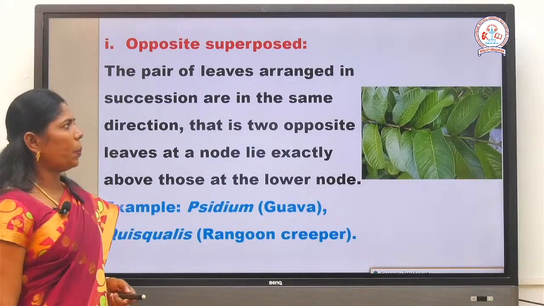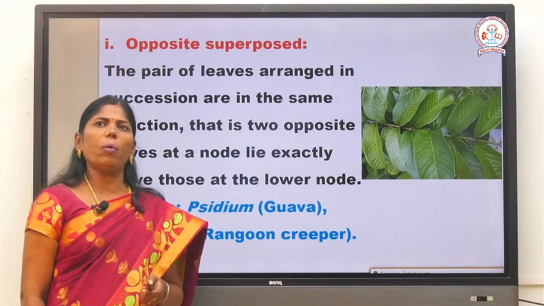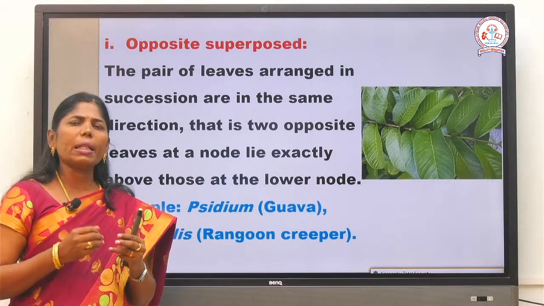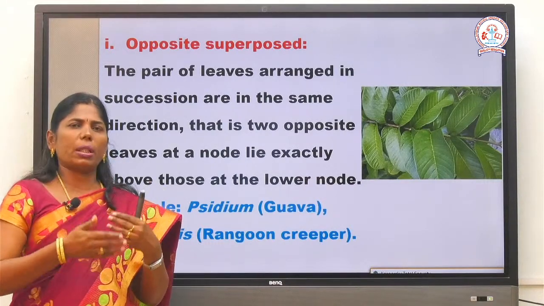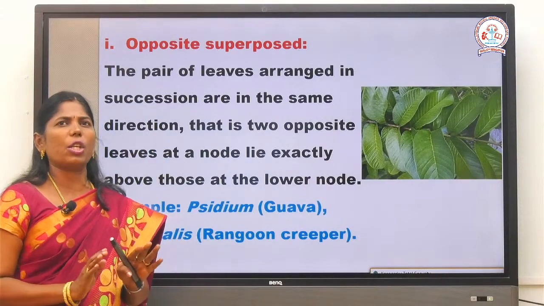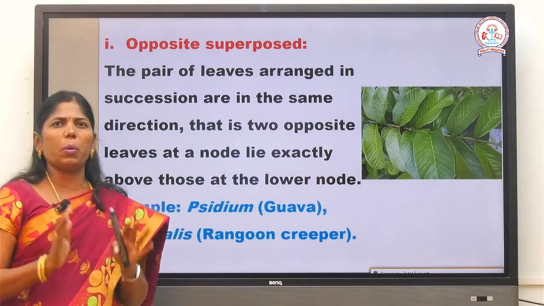So opposite superposed means, here, for example, guava. Here each node consists of two leaves that face towards each other. That is a single row. We can see the single rows, arranged in the same manner. That is what we call opposite superposed.